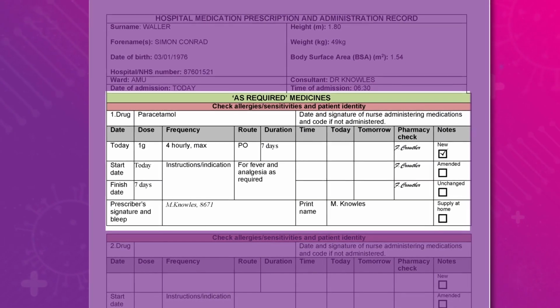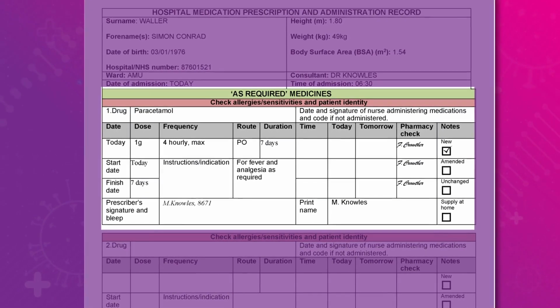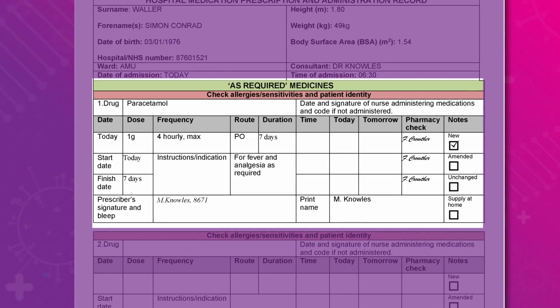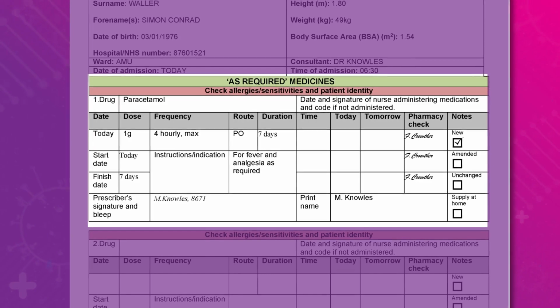PRN are as required medications. This is medication that is not to be taken regularly and is usually prescribed for short-term or intermittent problems, such as medicines for acute pain, constipation, or behavior. It would not be unusual for you to need to prescribe a PRN as part of your OSCE implementation scenario. This is commonly a drug such as paracetamol or cocodamol.